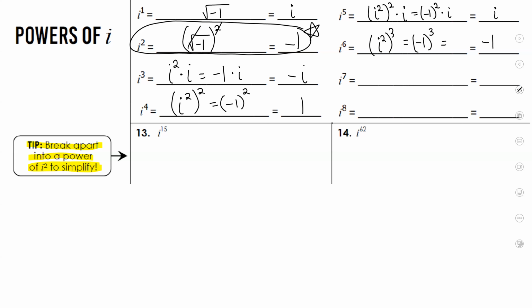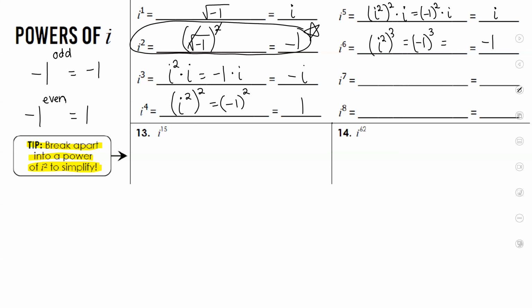So guys, maybe on the side of your paper, write this down. -1 to an odd power is always going to be -1. But -1 to an even power will be a +1. So please write that down. That's important. Here we have -1 to an odd power. That's why our answer is negative. Okay, let's do the same thing again.